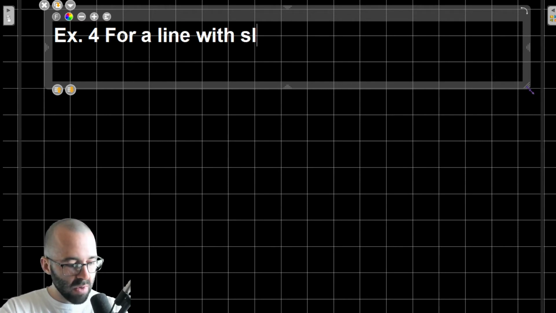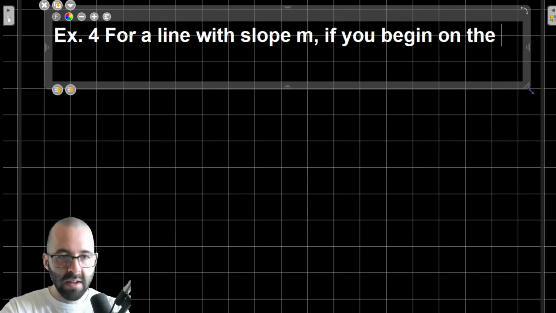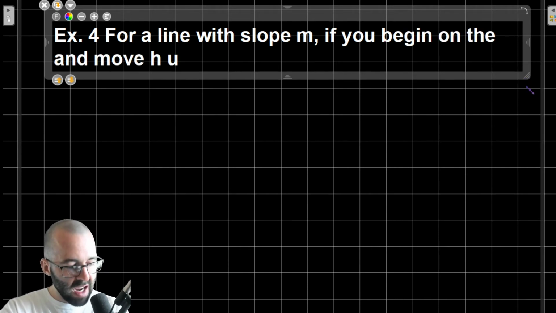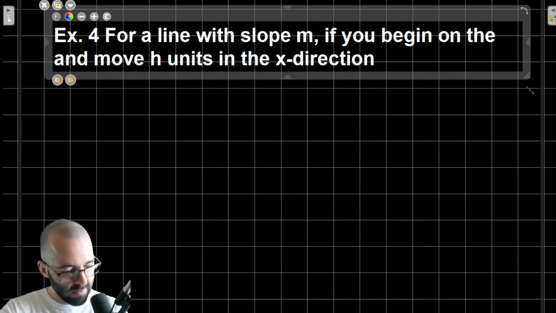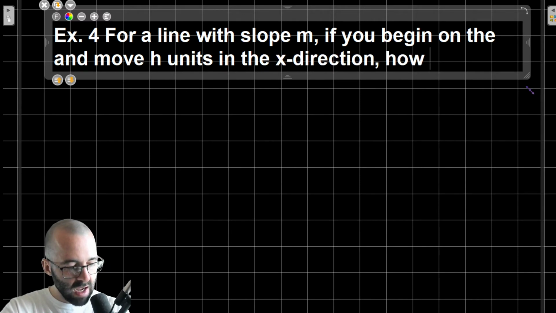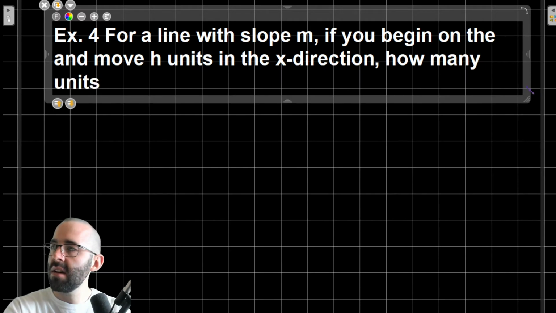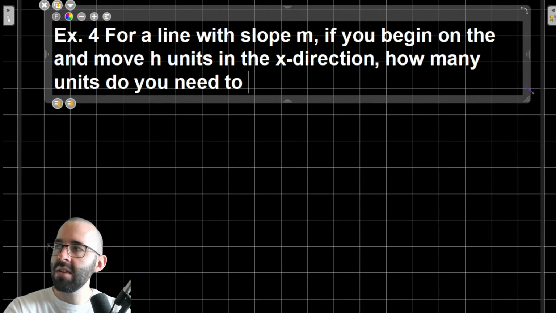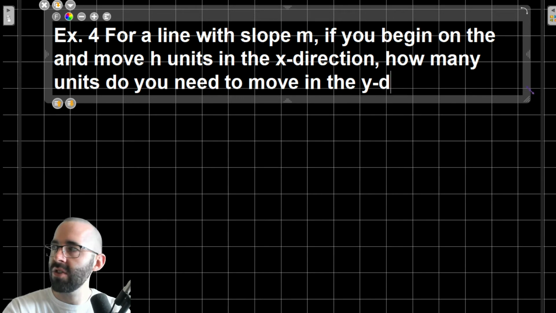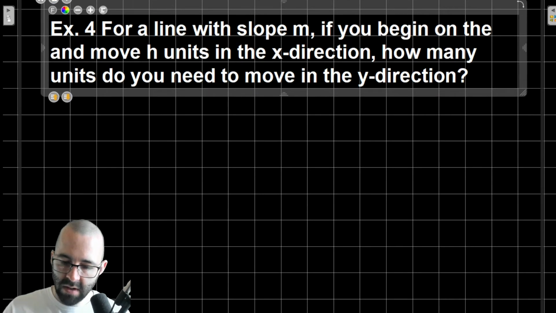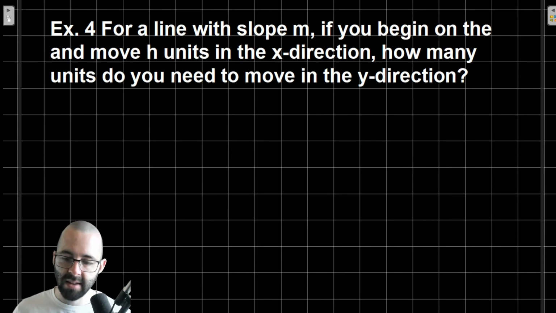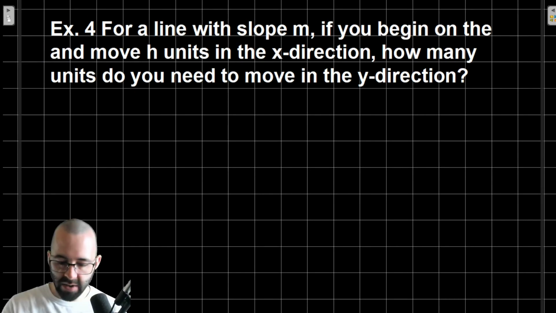For a line with slope m, if you begin on the line and move h units in the x direction, how many units do you need to move in the y direction? All right, so kind of a tricky question. Let's unpack this and try to figure it out, okay?